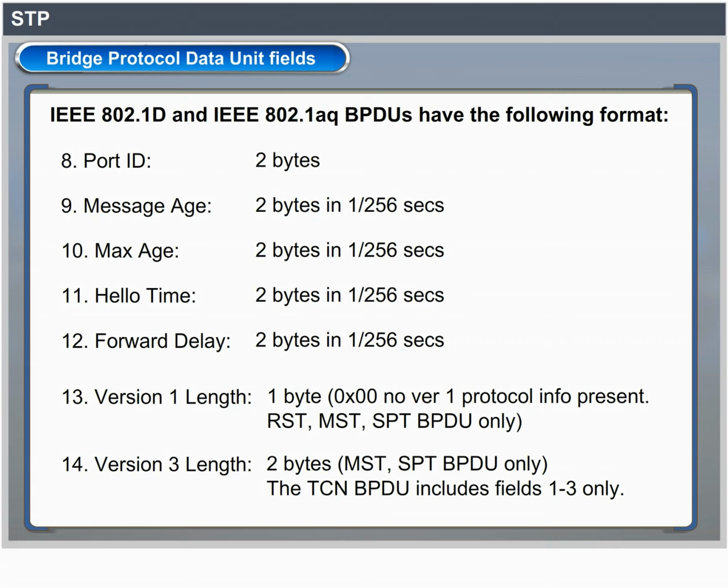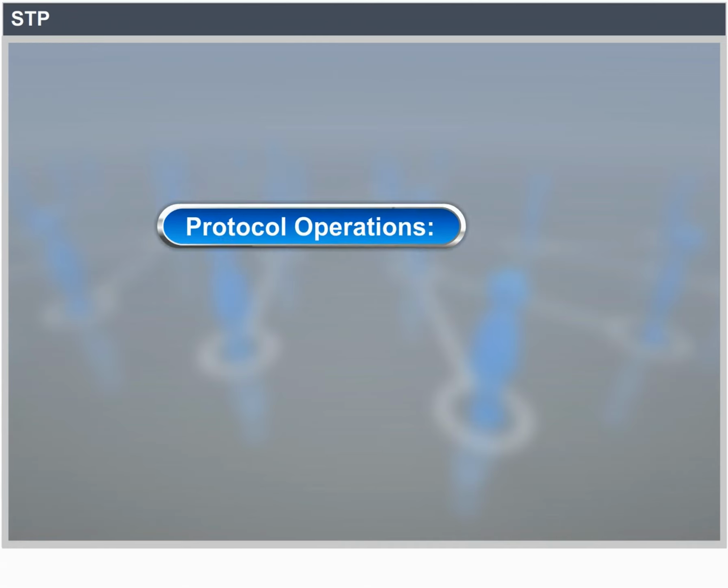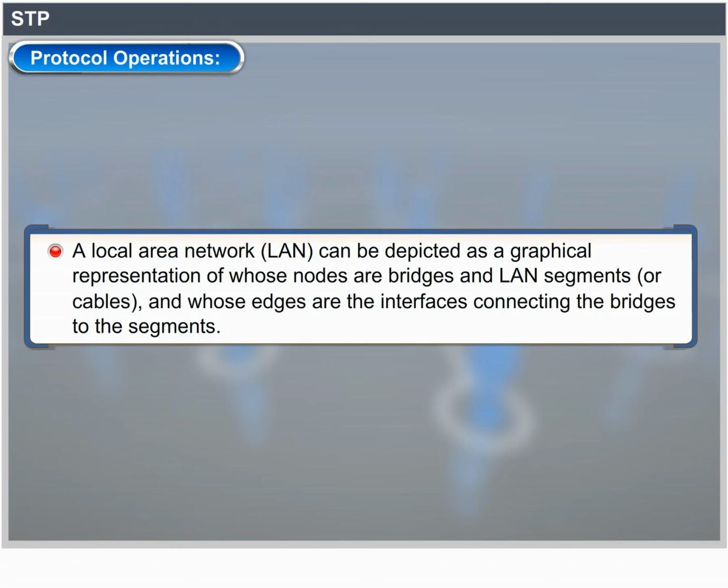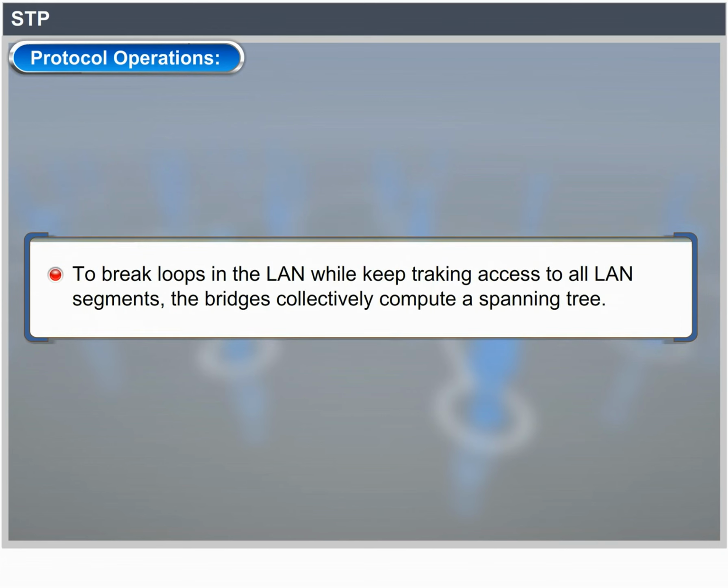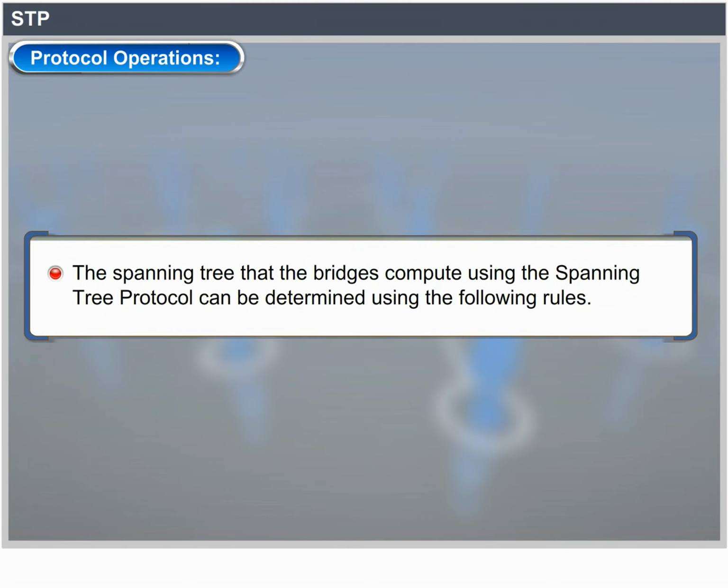Protocol operations. A local area network or LAN can be depicted as a graph whose nodes are bridges and LAN segments or cables, and whose edges are the interfaces connecting the bridges to the segments. To break loops in the LAN while maintaining access to all LAN segments, the bridges collectively compute a spanning tree. The spanning tree that the bridges compute using the spanning tree protocol can be determined using the following rules.